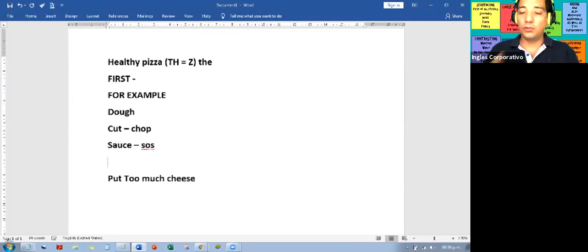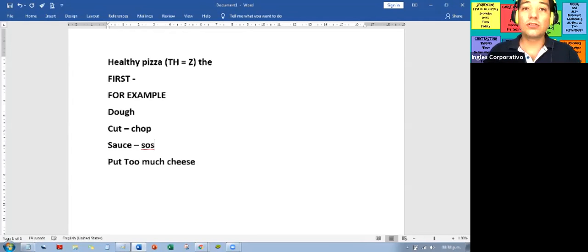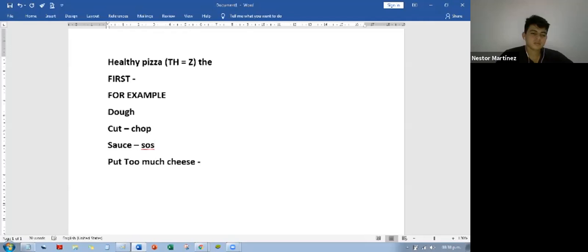Así como decimos nosotros, vos sos lo mismo, sauce, tomato sauce. ¿Sí? Esa es la pronunciación, ¿eh? Tomato sauce. Ahora, en este caso, la siguiente instrucción era put too much cheese. Ok.